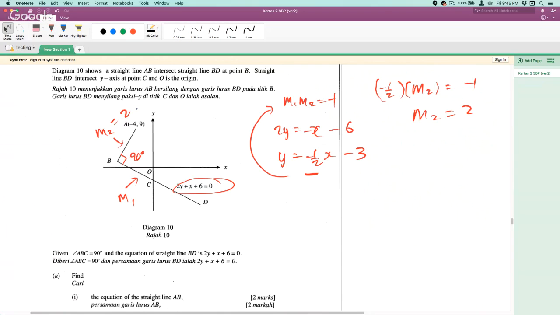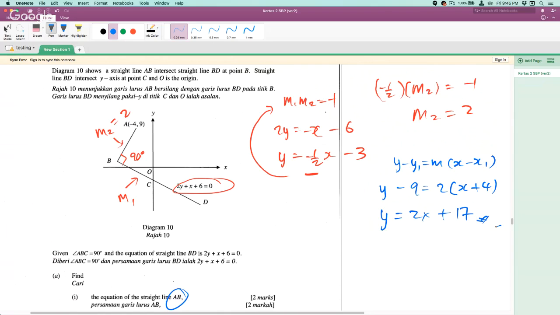If you know the gradient already, what you can do next is form the equation. We have the formula to form the equation: y minus y1 equals m times x minus x1. In this case, my y1 and x1 are the coordinates on AB, because it asks me to find the equation of AB. So my y is 9, my gradient is 2, my x is -4, so plus 4. So my equation is y equals 2x plus 8 plus 17. This is how we find the equation of AB. It shouldn't be too hard.